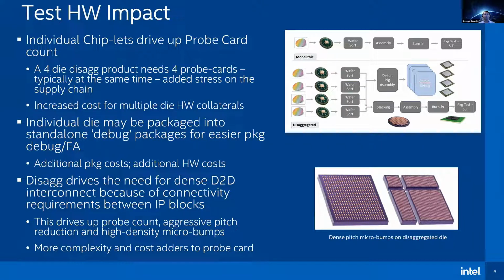Again, disaggregation keeps driving the need for dense interconnect as heterogeneous integration increases. The more die we put on a package, the more dense the interconnect becomes because the connectivity between IP just keeps increasing. And again, this drives very aggressive pitch reduction, very high density microbumps, and very dense die-to-die interconnect. So all of these add a lot of complexity to our probe card technology.